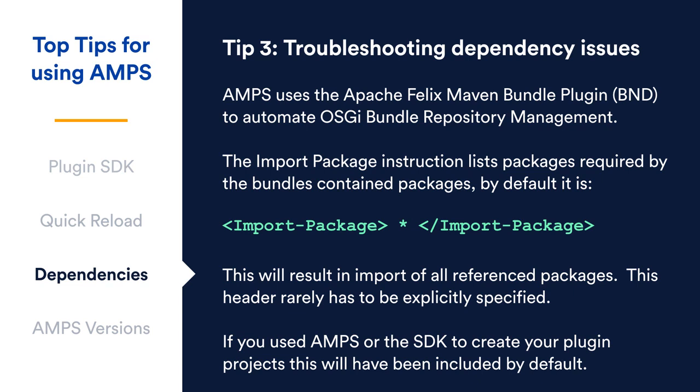And the import package instruction within your project POM lists packages required by the bundle's contained packages. By default, this will include an asterisk. The asterisk tells the Maven bundle plugin to import all referenced packages. This header really has to be explicitly specified, and removing the asterisk from the header can result in dependency errors. So unless there's a very good reason for removing it, I would strongly recommend against it.